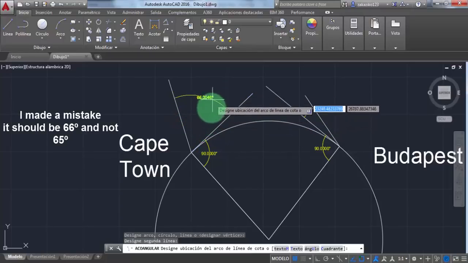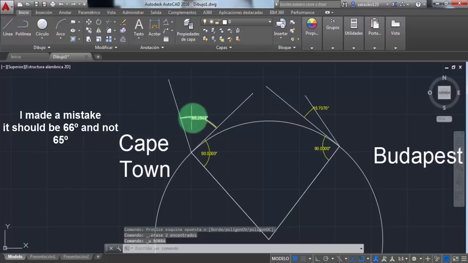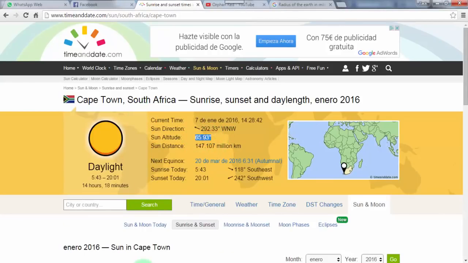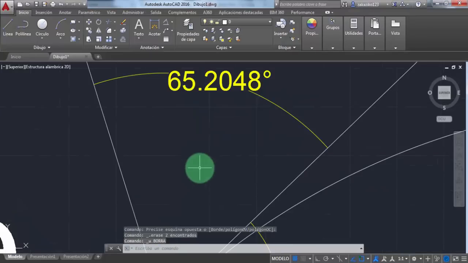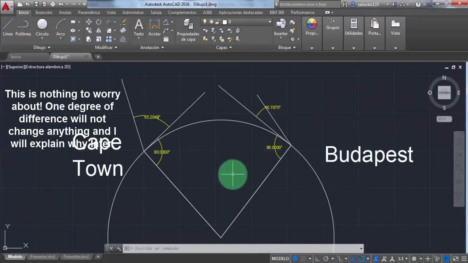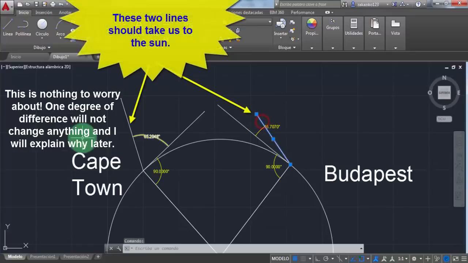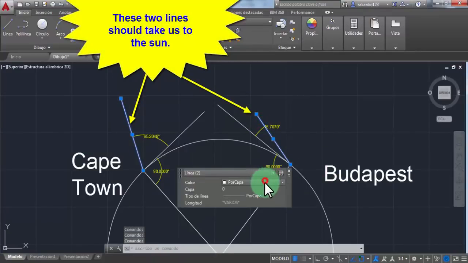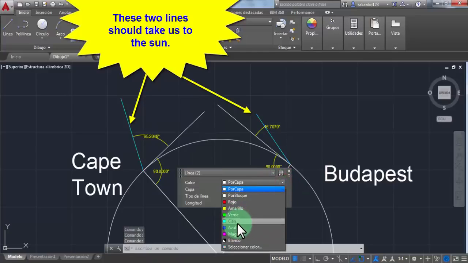It should be 66 degrees and not 65. Let us check the website just in case. Okay, it has changed to 65. Good. So I'm just going to leave it like that. This is nothing to worry about, by the way. 1 degree of difference will not change anything, and I will explain why later. Now I am just changing the colors of the lines so as not to get confused.